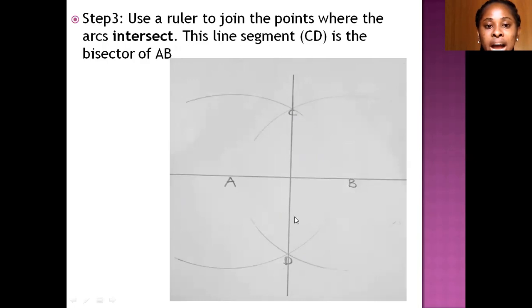You will have a perpendicular bisector of line AB. Use a ruler to join the points where the arcs intersect. The line segment CD is the bisector of A and B. This is line CD.